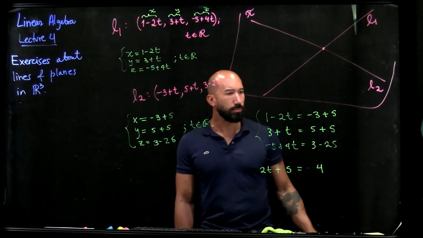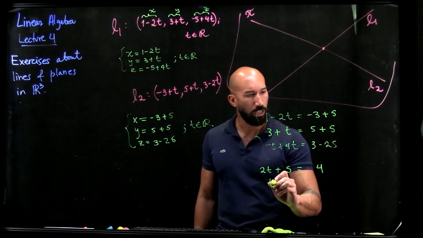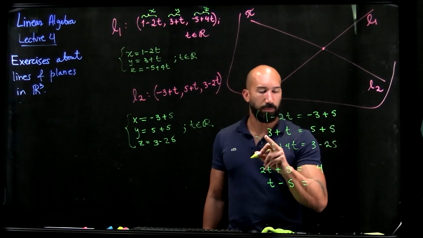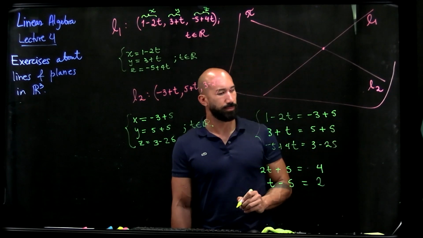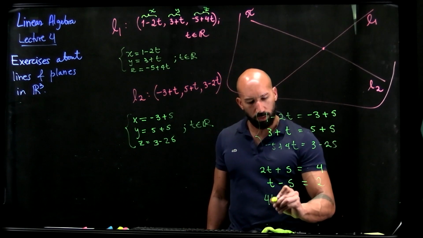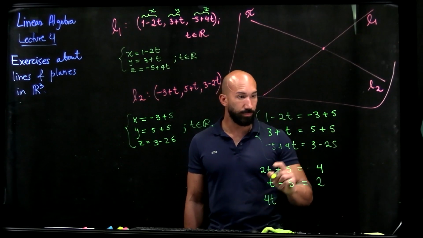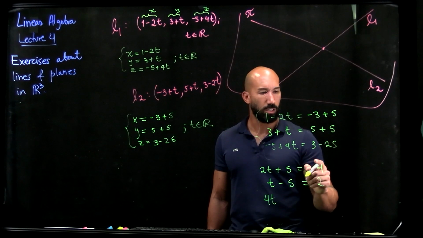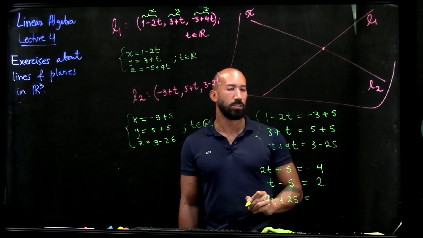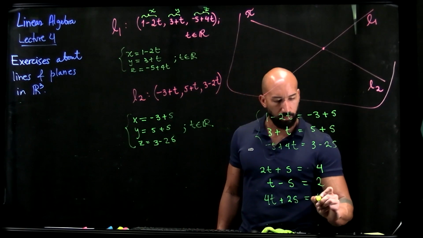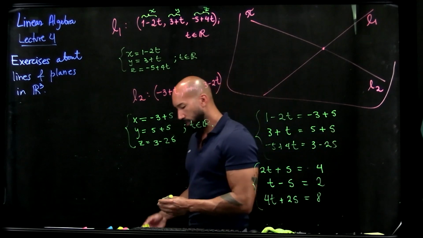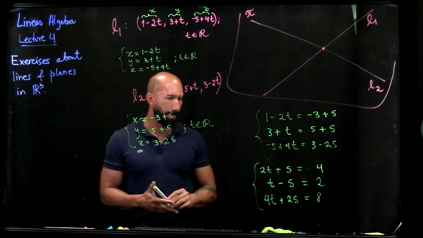Okay? Here I can write this as t minus s equals 5 minus 3, which is 2. And the last one I can write as 4t plus 2s equals 3 plus 5, which is 8. And this is the system, 3 equations and only 2 variables. Is that okay? All right.